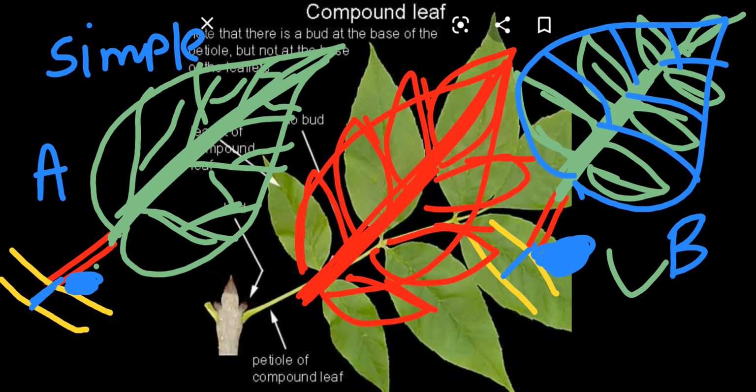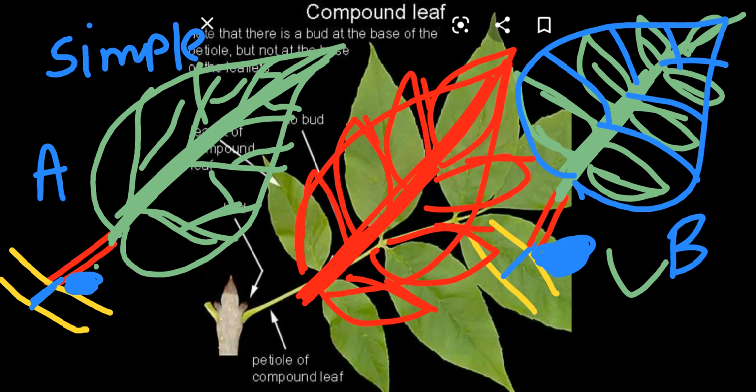Now, this is a type of adaptation in the plant. If large leaves are there, then it will affect photosynthesis, because it will affect the other leaves from performing a sufficient amount of photosynthesis. So that each and every leaf gets a sufficient amount of sunlight for photosynthesis. For this type of adaptation, we can say evolution happens in plants.